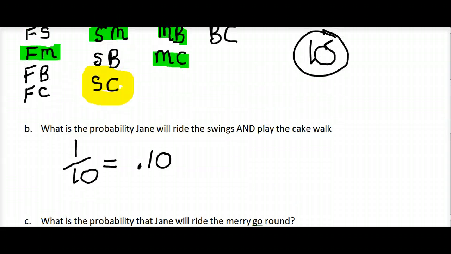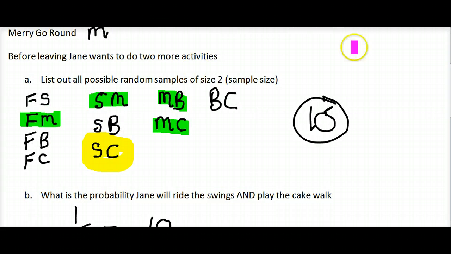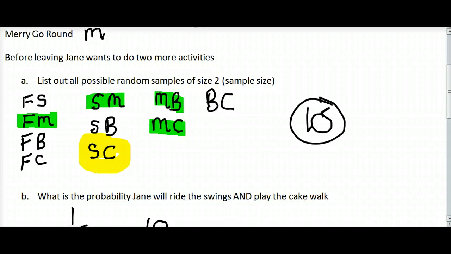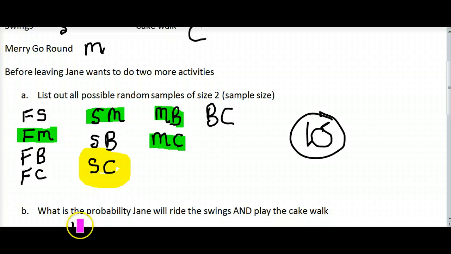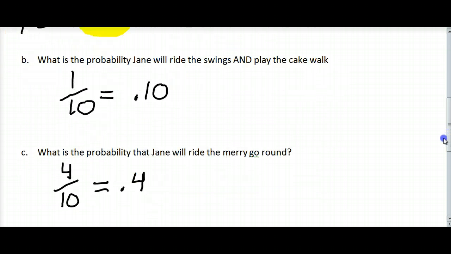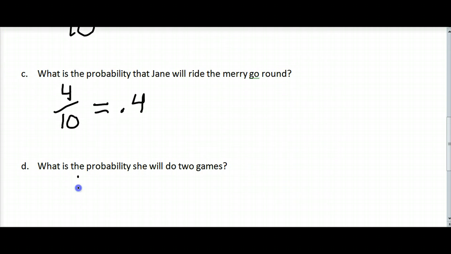What's the probability she will do 2 games? Now remember, the cakewalk and bowling were considered the games. What's the probability she does 2 of them? Well, let's find any possibilities that are bowling and cakewalk, because those are the only 2 games. I think I only see one way for her to do 2 games. So that will give us a 1 in 10 probability, or a 0.1.